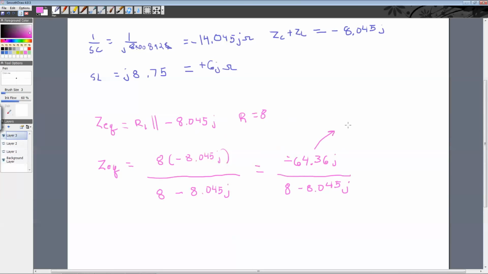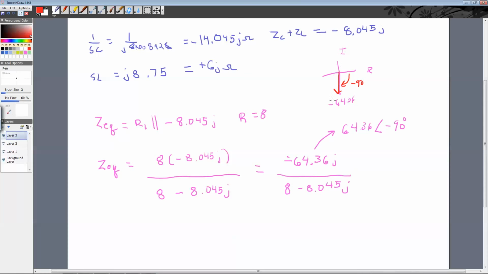So this becomes 64.36 magnitude, right, at an angle of minus J, which is minus 90, right? I tend to say, all right, here's my imaginary, there's my real axis. I have one number down here at minus 64.36. What's the vector to that, right? Minus 90, right?